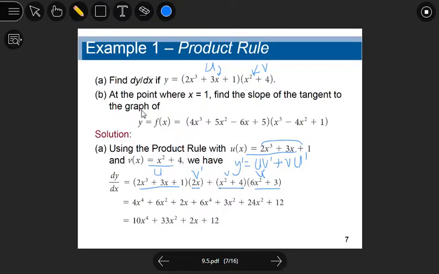In section B it is given that at the point where x is equal to 1, find the slope of the tangent to the graph of this given function. So clearly you can see this is also a product of two functions. You can take this one as your u and this is your v. Then use the product rule, then plug in 1 for that function. Then you can find the slope of the tangent to the graph at x is equal to 1 of this function.